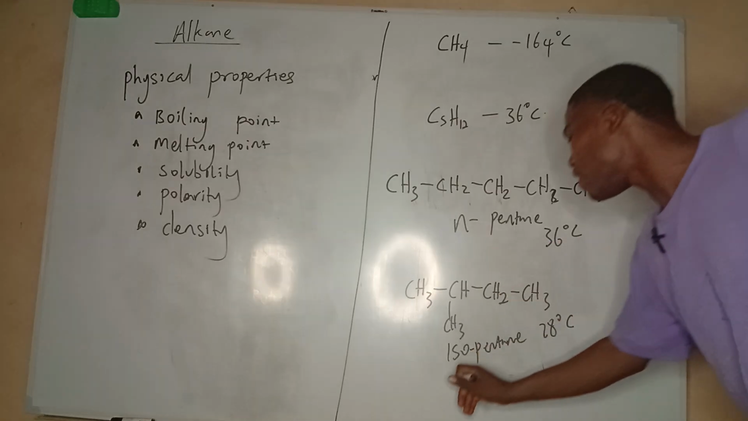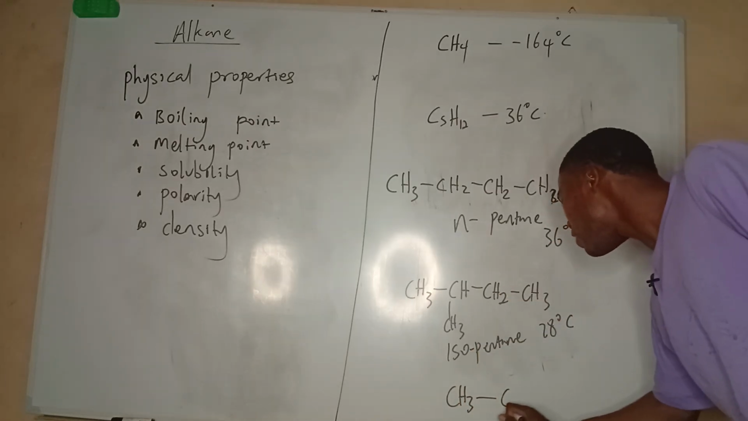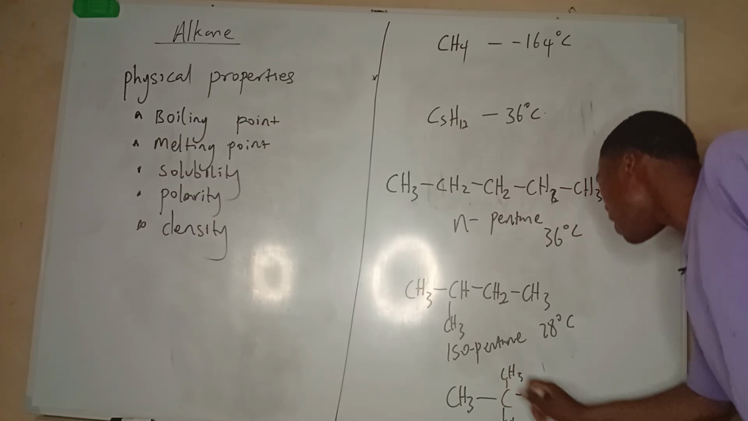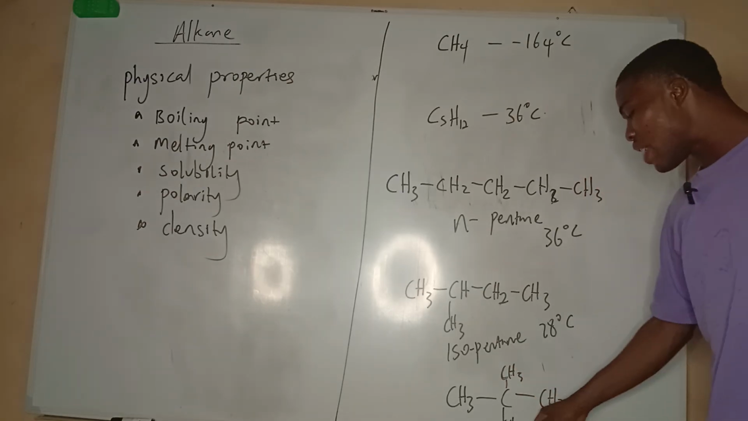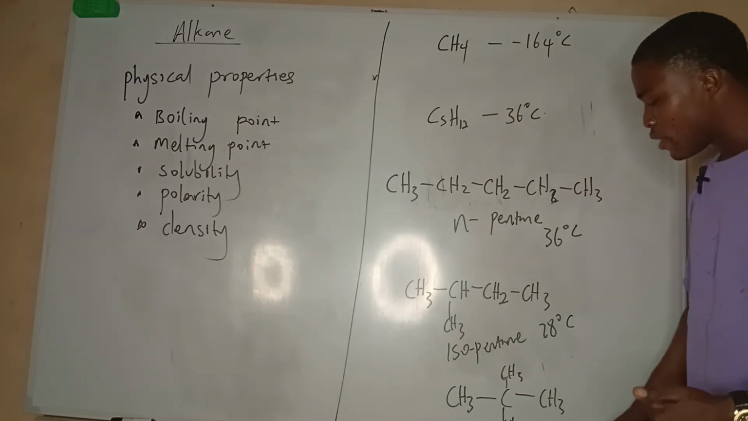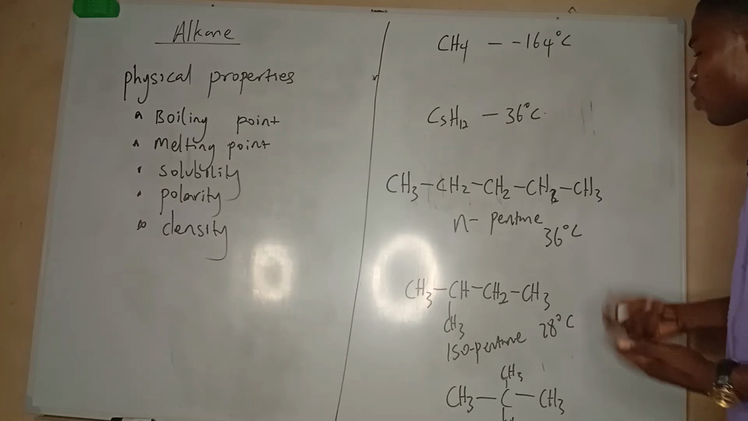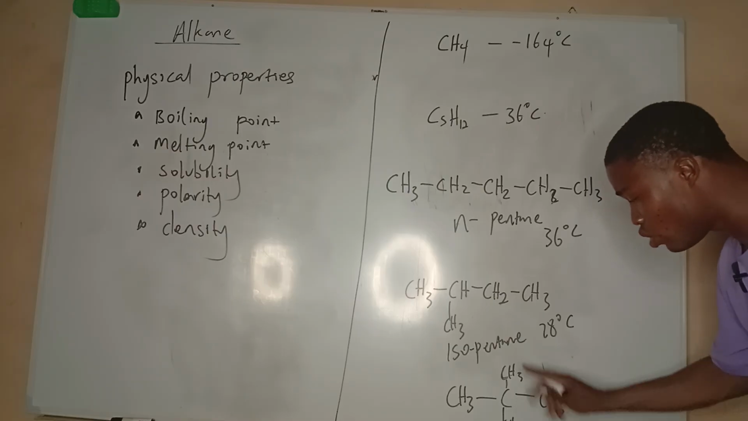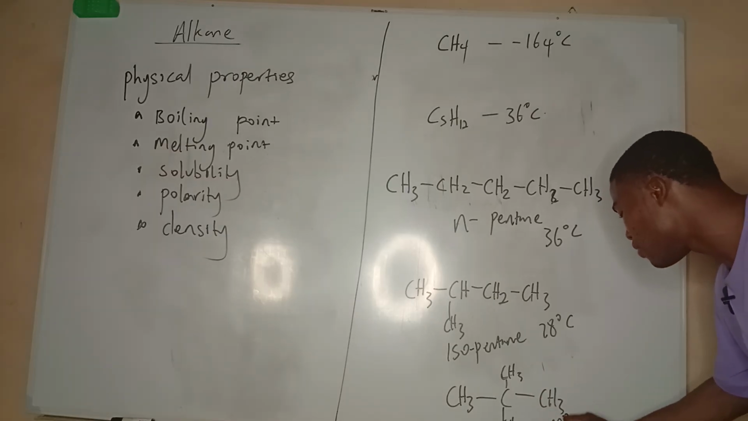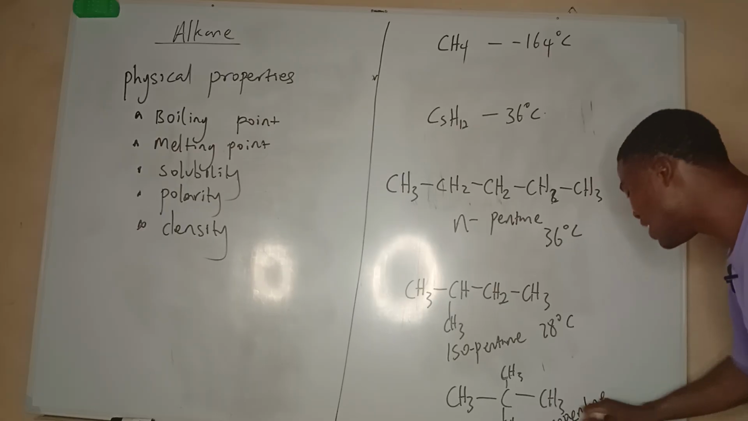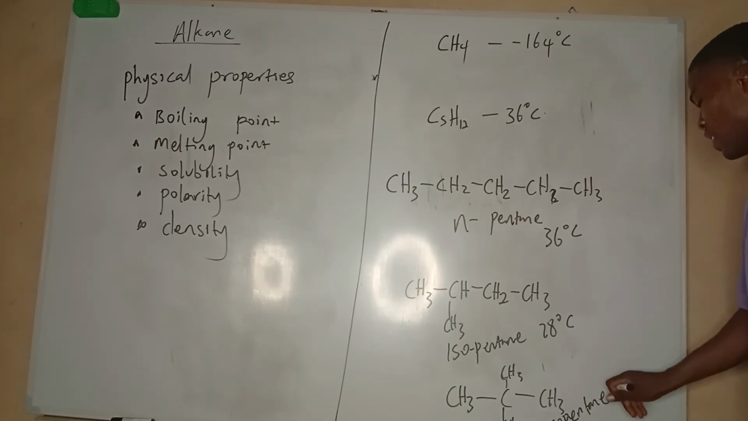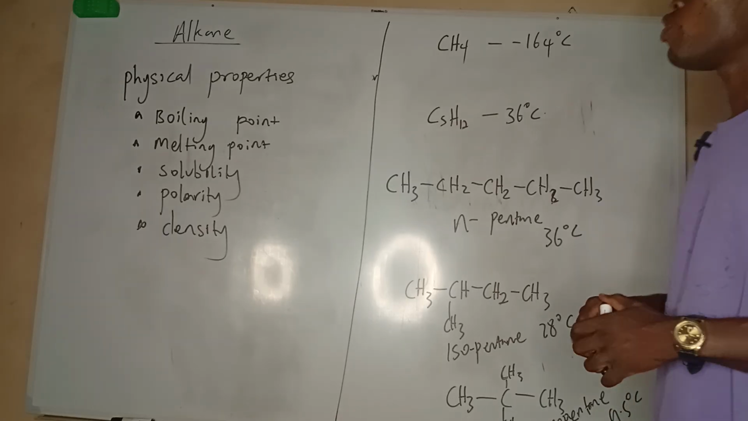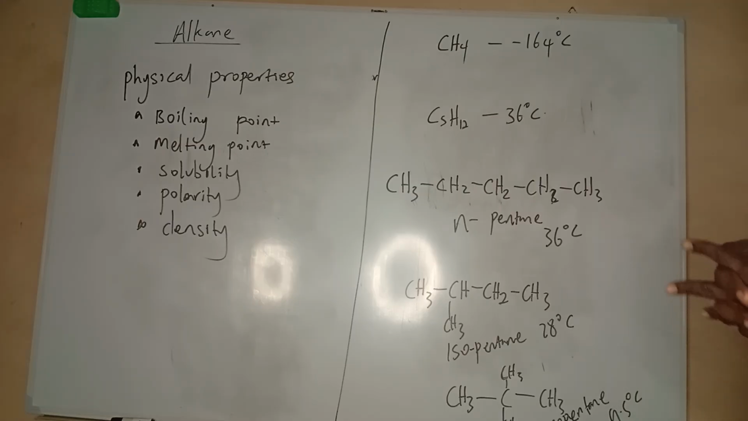If you further branch this compound again, you have something with two CH3 groups on one carbon. This is also a pentane isomer, and if you have to name this compound, it is 2,2-dimethyl propane. Watch my nomenclature video. 2,2-dimethyl propane has a lower boiling point because it is more branched, and it is known as neopentane. Please take note: when an organic compound is drawn like this, it's referred to as a neo compound. Neopentane has a boiling point of around 9.5 degrees Celsius. So branching also reduces melting point and boiling point.